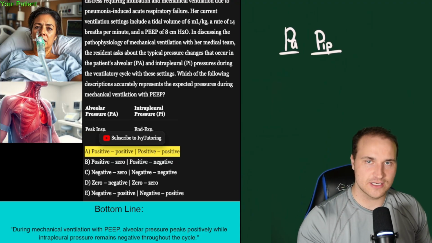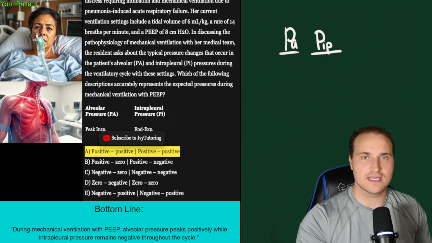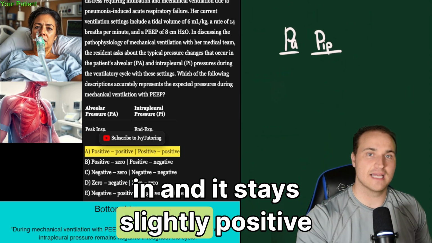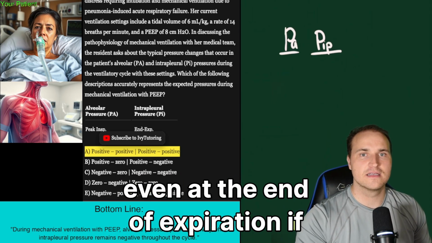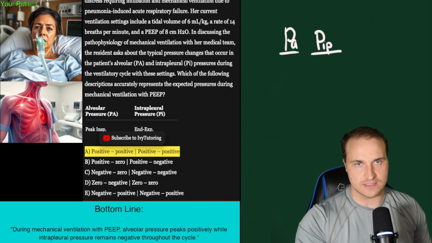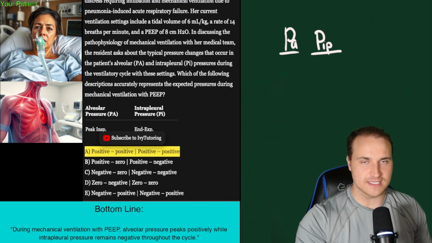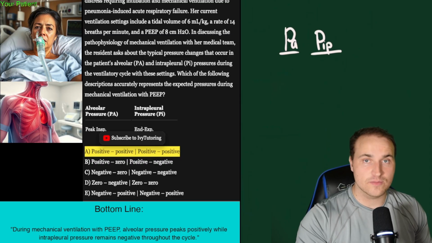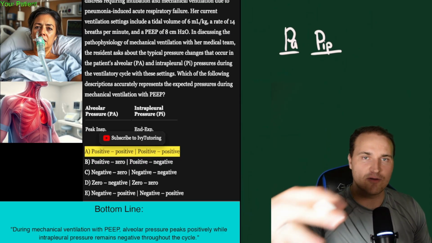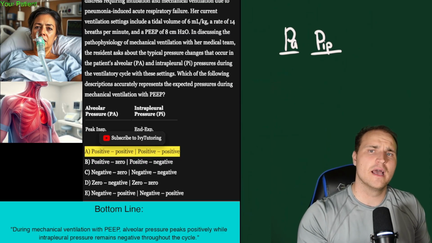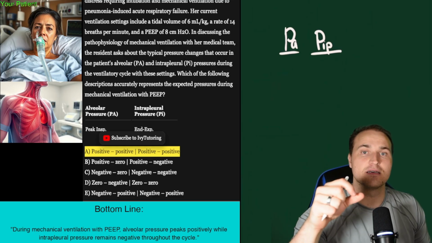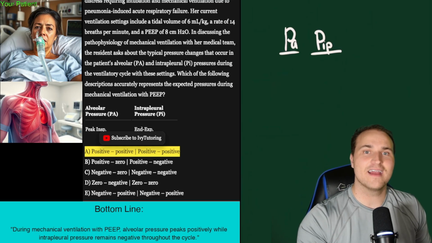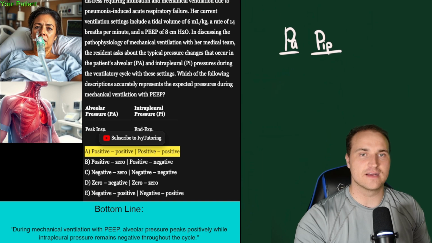The alveolar pressure, that's the pressure inside of your lungs' air sacs. On a ventilator, it's positive whenever the machine pushes the air in, and it stays slightly positive even at the end of expiration if the PEEP is on, the positive end expiratory pressure, because it prevents your lungs from collapsing. That's its whole job. And then the intrapleural pressure, that's the pressure in the space around your lungs, which is called the pleural space. And normally it's negative to keep the lungs open. But with the ventilator pushing in the air, then that becomes positive, especially during inhalation.